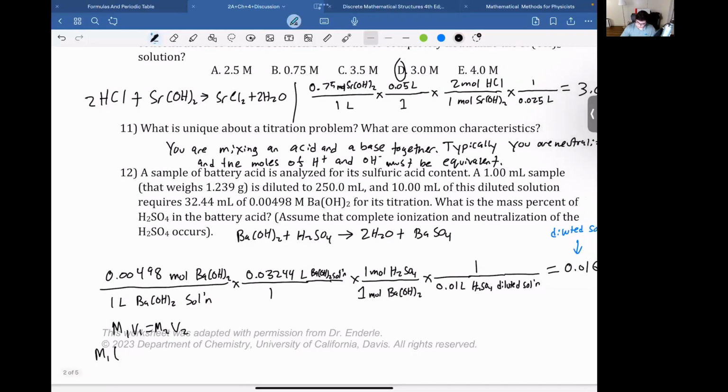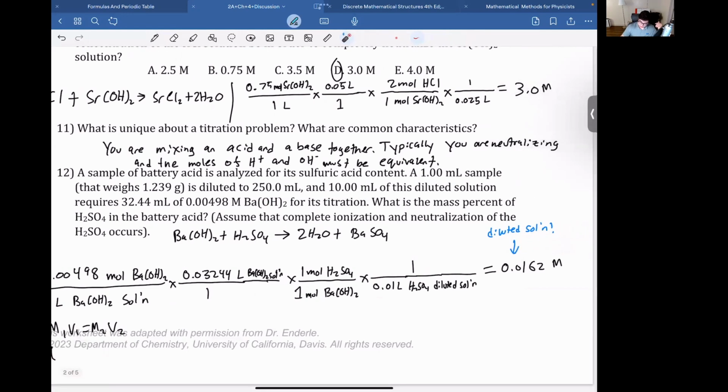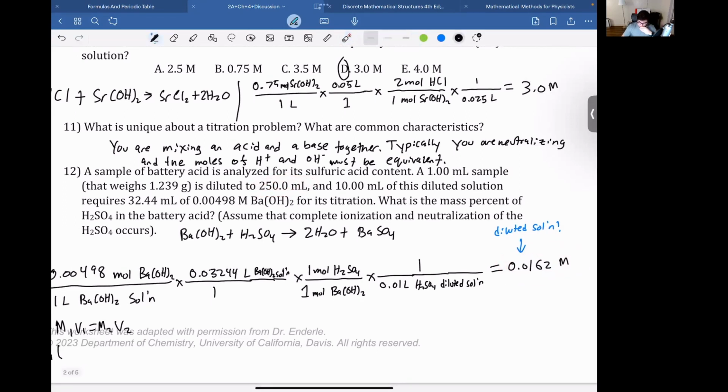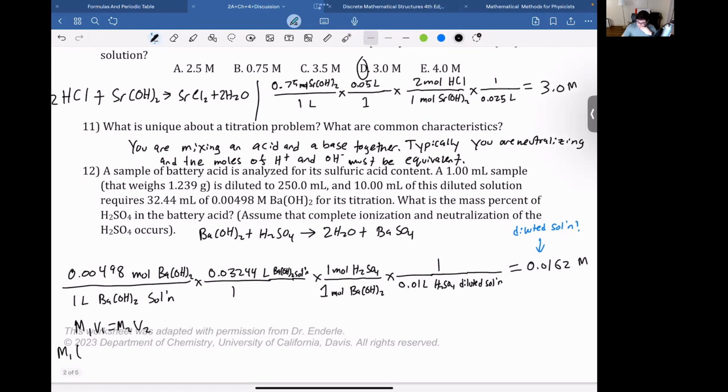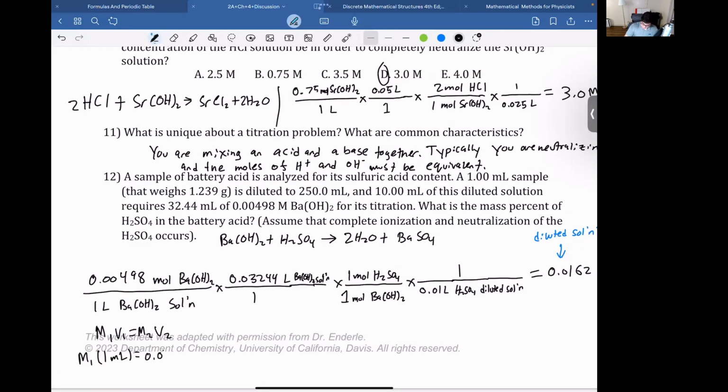Oh, my bad. I actually misread this. So you're taking 10 milliliters of this diluted solution. So they're the same concentration. So this is the concentration of your 250 milliliter solution because you took 10 mL of it. Okay, great. And then we have M1 times V1. So the actual battery acid, we took 1 milliliter of that. M2 is what we just solved for, 0.0162.